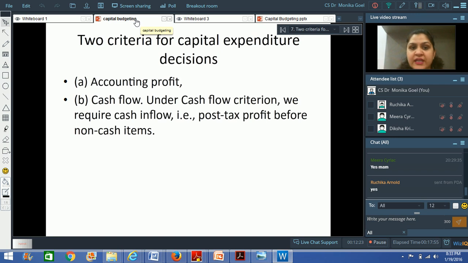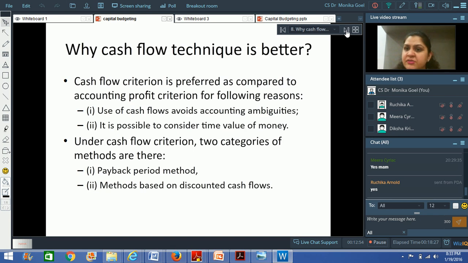So now, when you analyze a capital budgeting decision, you have two techniques to look into. Should I look at the accounting profit or should I look at the cash flow technique? In the cash flow technique, I find out the post-tax profit, that is, the net profit after tax, and I add back non-cash items like depreciation or any kind of amortization that you have done. In general, the major adjustment is of depreciation only.